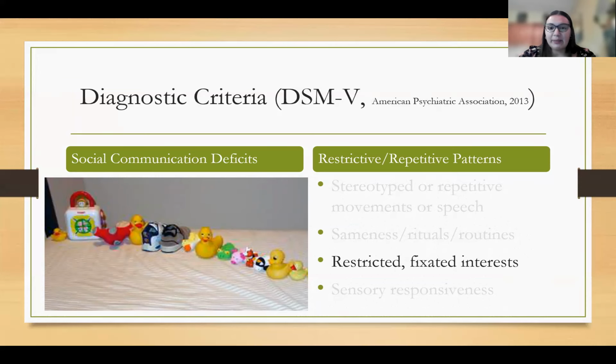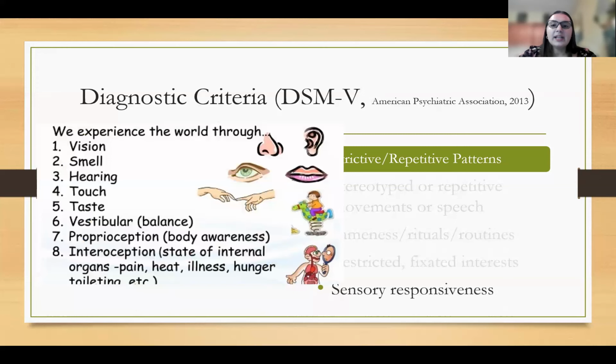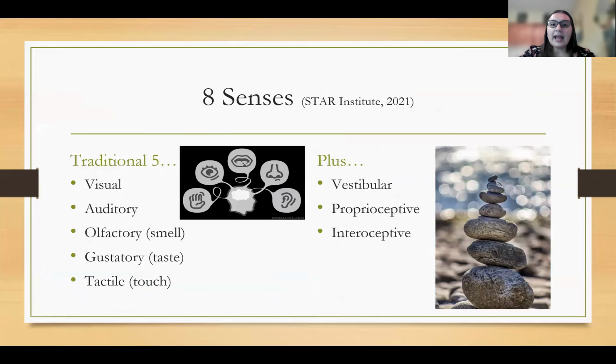So that's kind of an example for you. The last restrictive and repetitive pattern is sensory responsiveness. Many individuals on the autism spectrum have sensory needs, and they might be over responsive or under responsive in any variety of the senses. So there are 8 senses when we're talking about our sensory system. There's the traditional 5: sight, sound, smell, taste, and touch. There's also vestibular, proprioceptive, and interoceptive.